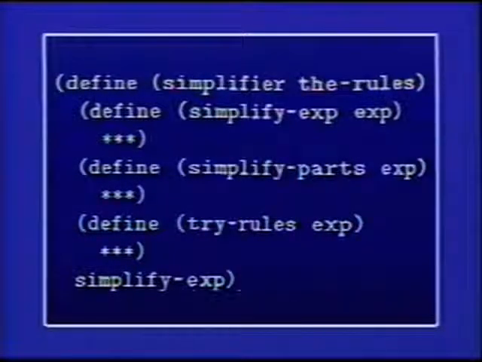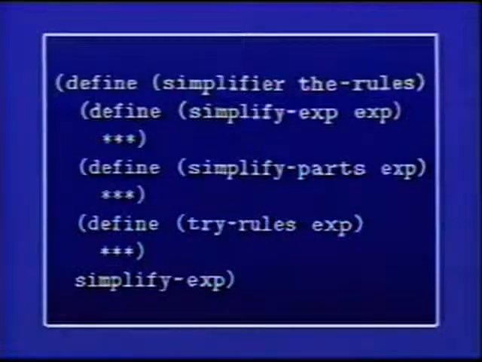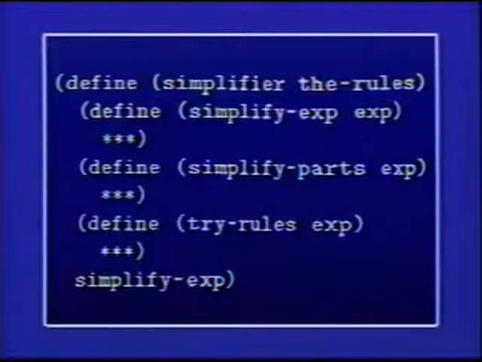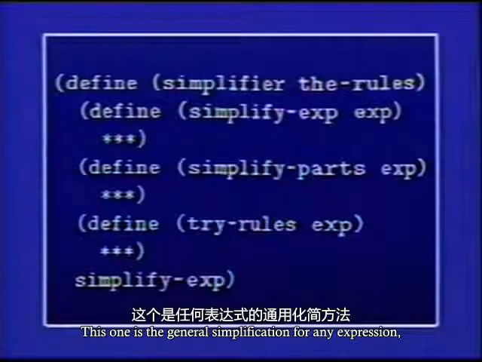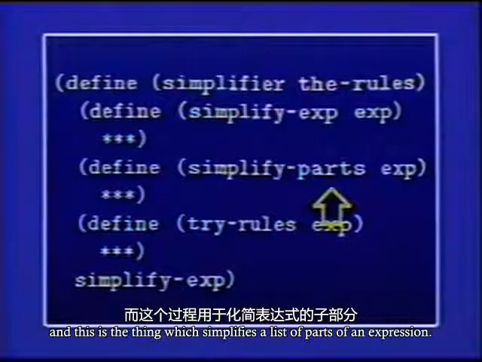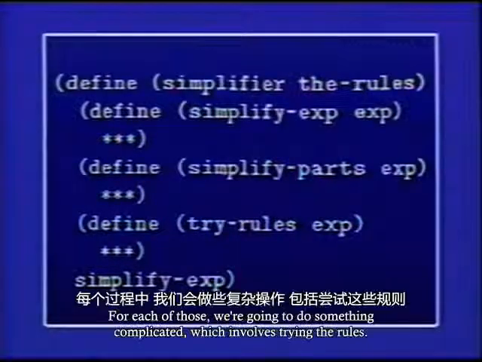That's what I have there. Now, the first two of these procedures, this one and this one, are together going to be the recursive traversal of an expression. This one is the general simplification for any expression, and this is a thing which simplifies a list of parts of an expression. Nothing more. For each of those, we're going to do something complicated which involves trying the rules.